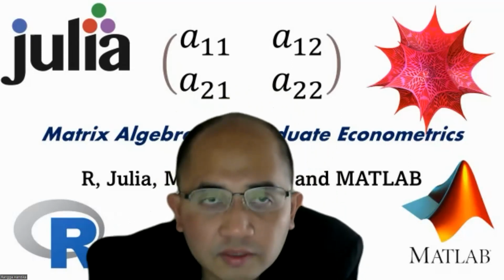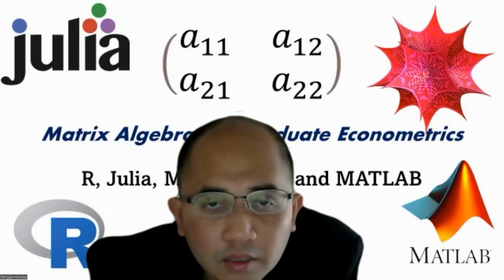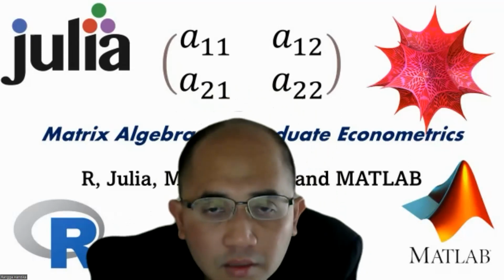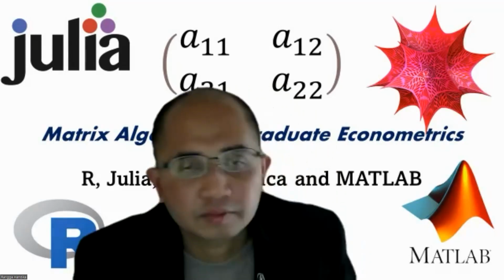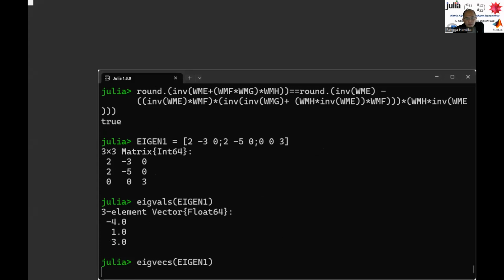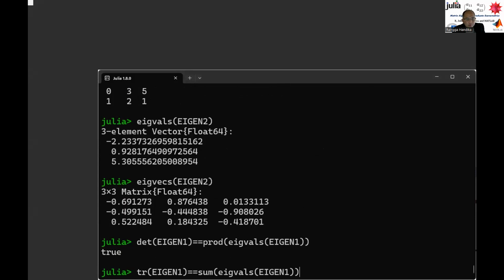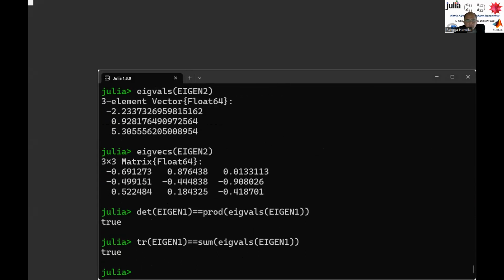Okay, so after R, let's go to the next. Julia. Nice. Okay. So let's go to eigenvalue. So the formula has some differences, variations. Oh, it works here. Yeah, okay. So again we can also prove determinant and trace. Okay, you get it.